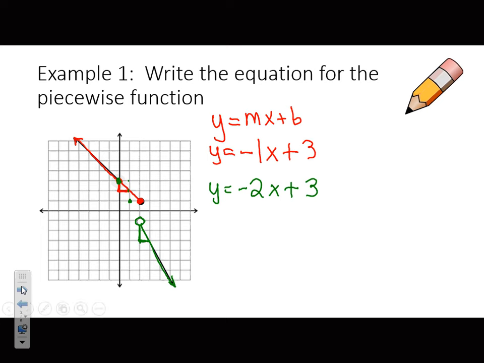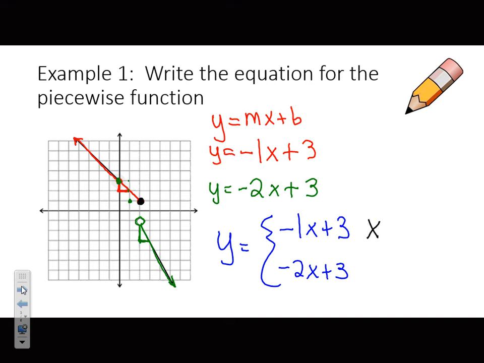I'm going to write it in our piecewise notation. So y equals, we have our 2 equations, negative 1x plus 3 and negative 2x plus 3. Now we have to put our restrictions on what our x values are. So if we look at our first one, the one in red, it includes negative 2 and then it goes on forever in the negative direction. So x is less than or equal to negative 2.